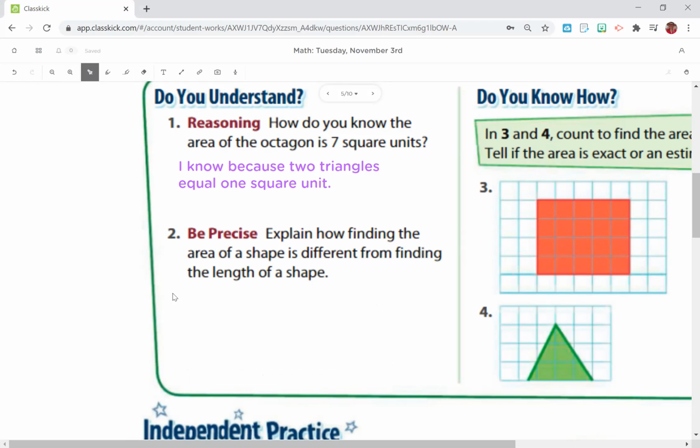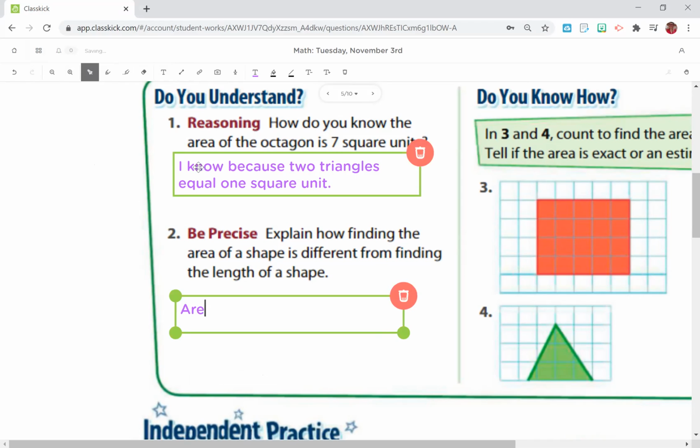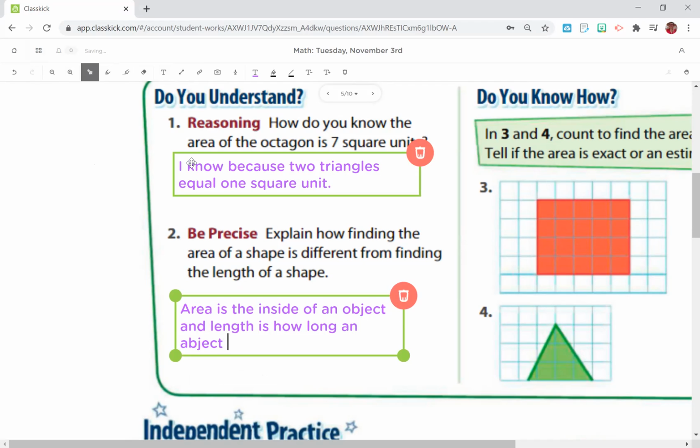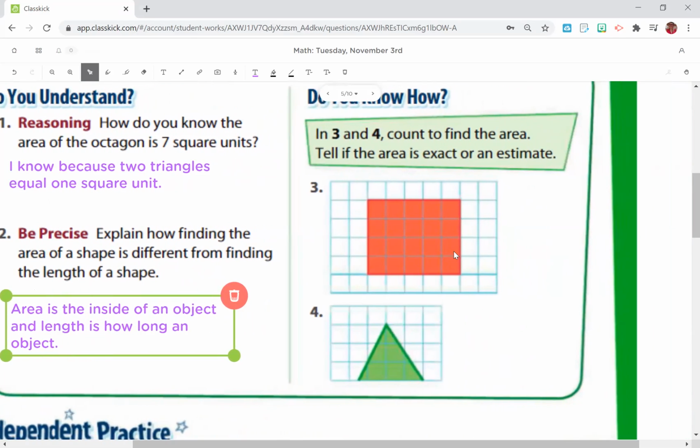because area is the inside of an object, and length is how long an object is. Please type that out. We'll move to number 3.